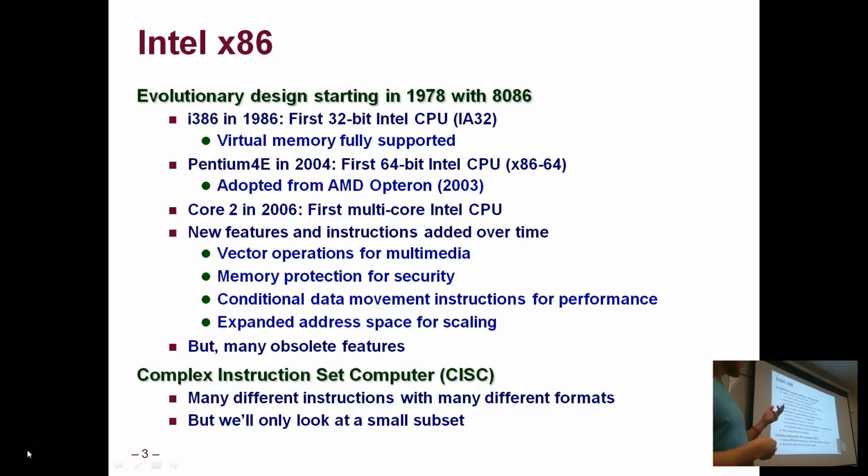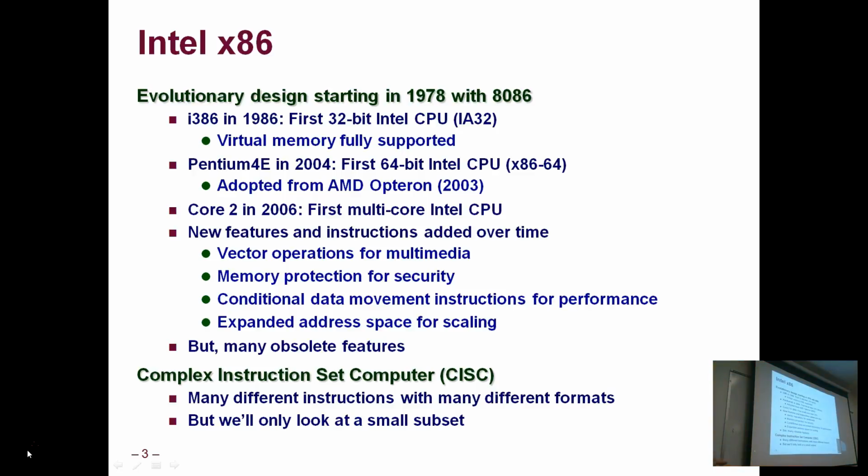Other things that got added were memory protection for security. So x86 was riddled with security problems in the 80s and the 90s. And so they slowly started adding hardware features to protect against these memory corruption bugs, as you'll be exploiting in your assignment.